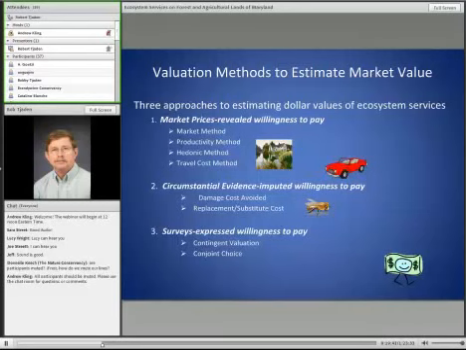And then the travel cost method is used a lot by the National Park Service and U.S. Fish and Wildlife Service on assessing what people pay to go to certain places to recreate.